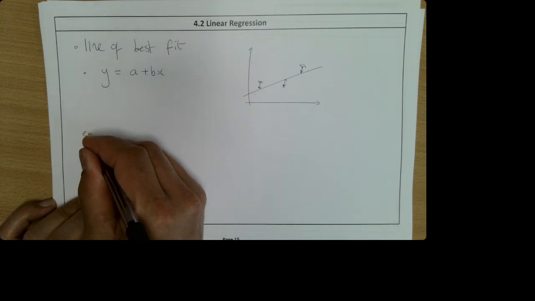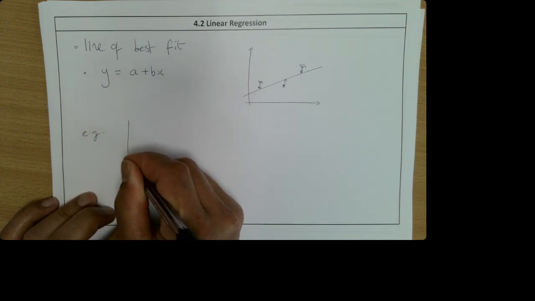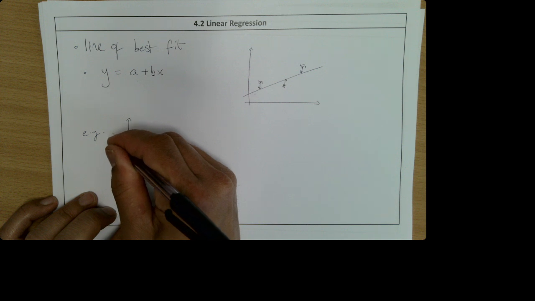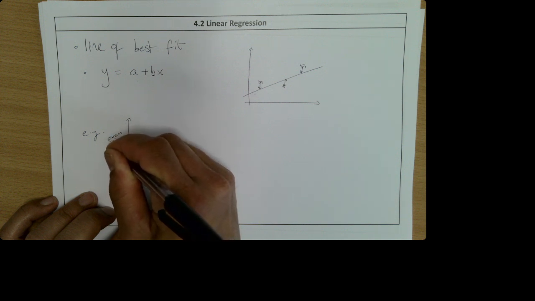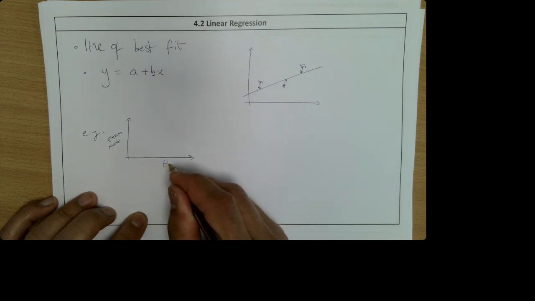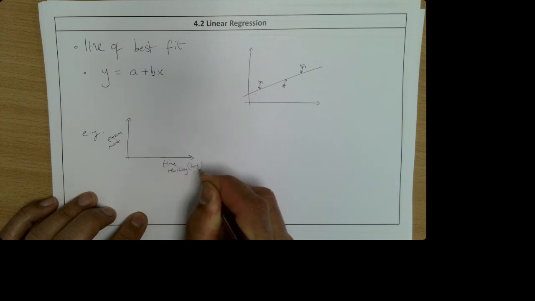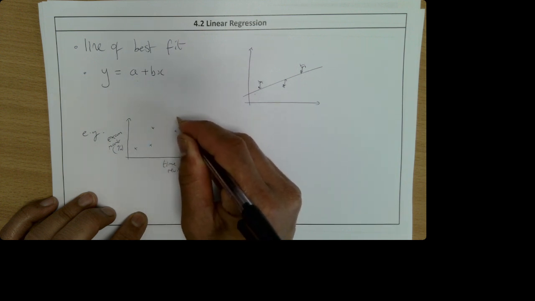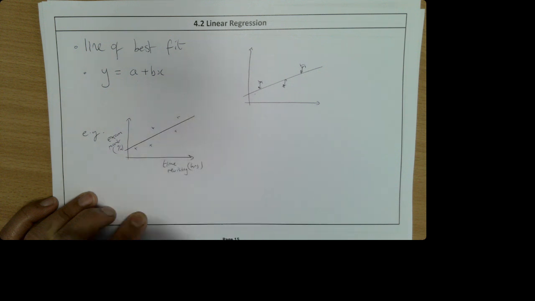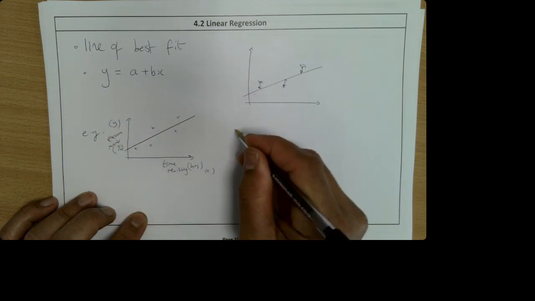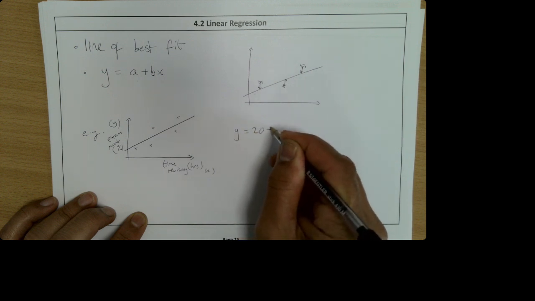So, for example, if we had a context where we had an exam mark and we had time revising, very pertinent for what you're doing at the moment, in hours, exam mark, let's call that percentage, and we had a pattern like this. And let's say for argument's sake, that was a line of best fit. And now let's say we call that y, we call that x. y was equal to 20 plus 3x.